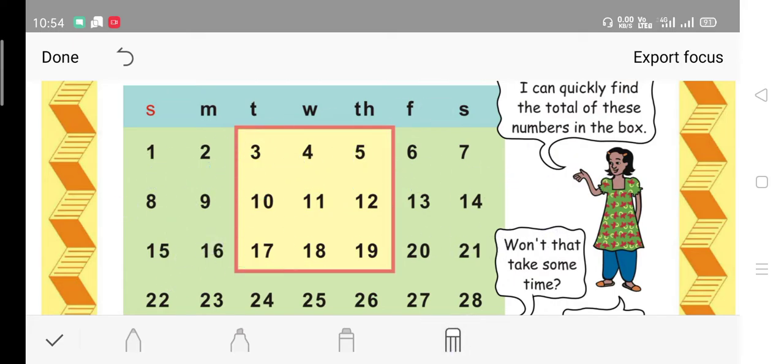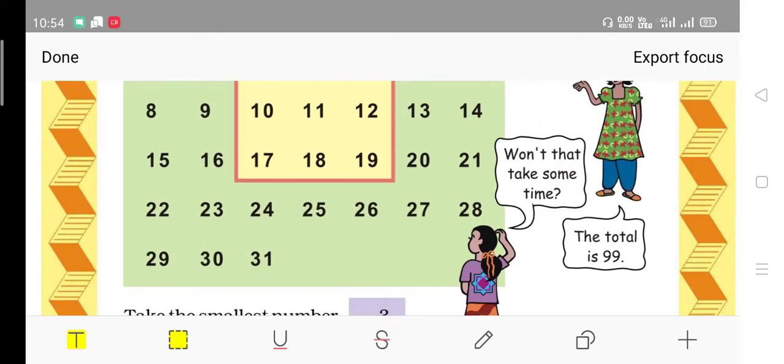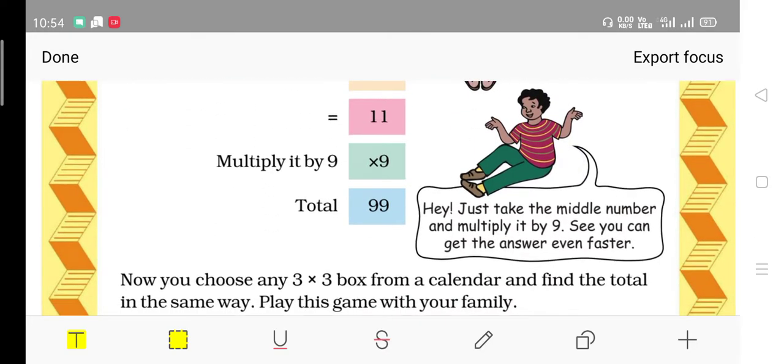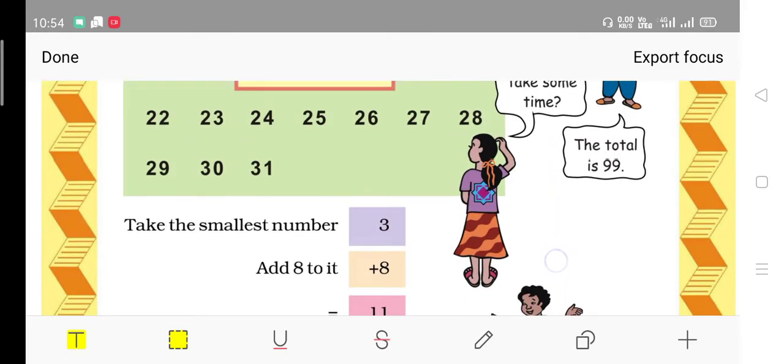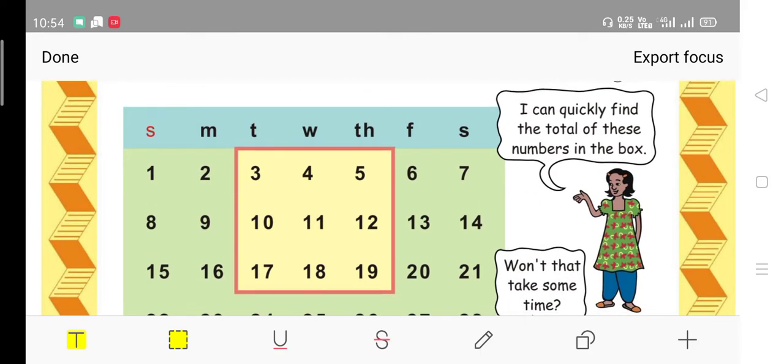The speciality is the total is 99, right? So what's the speciality in this? The speciality is the middle number, and that means you can find the total of all these numbers in the boxes. We have to find the total of all these boxes, all these numbers.